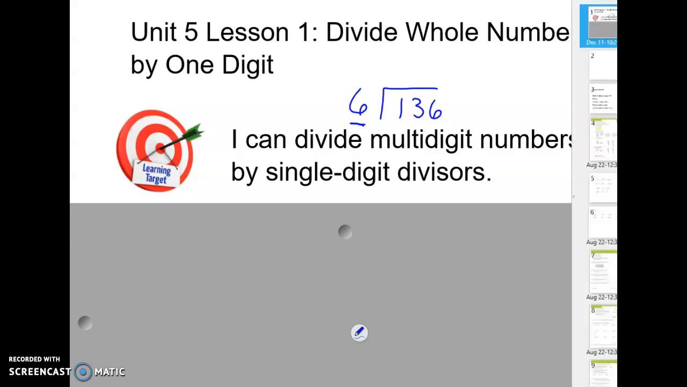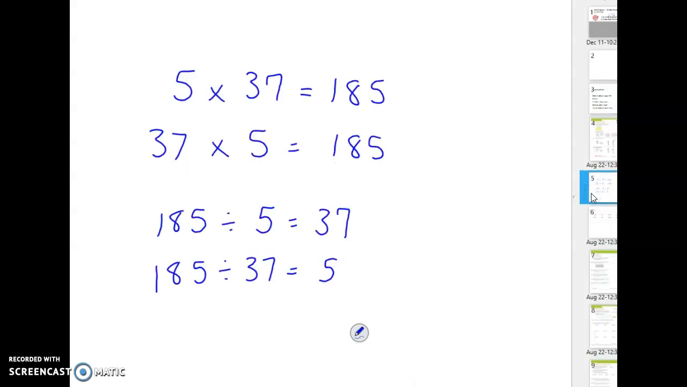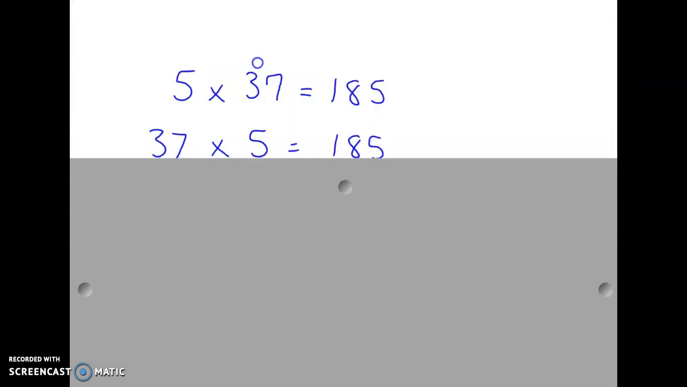All right, so before we get started, I would like for you to have the following things ready, and pause the video if you need to go get them. Your math textbook, open to page 209, a pencil, scratch paper, lots of scratch paper, a multiplication chart, even if you know your facts, it might be handy, and then a post-it note if you have one. If you don't have one, that's okay.